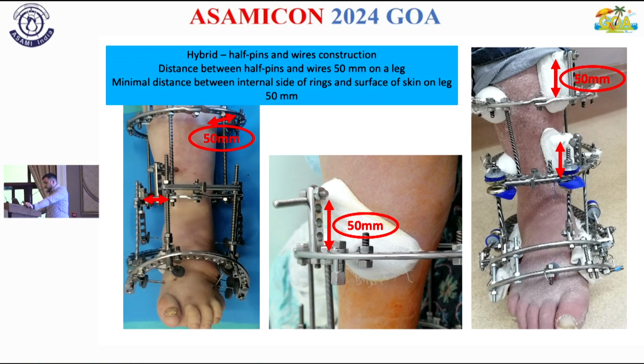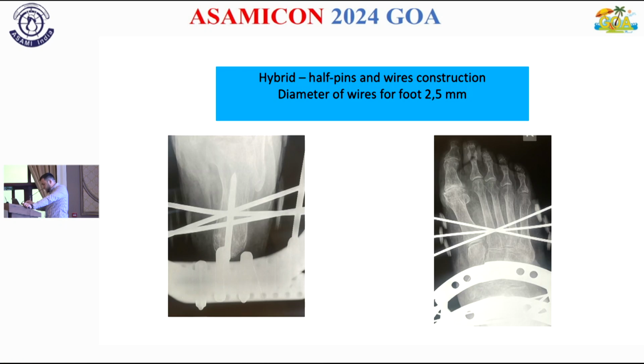In the same case, we try to keep free space between half pins and wires, minimum 15 millimeters, for protection from pin track fractures. Today we saw the same fracture. So the minimal distance between the internal side of the rings and the surface of the skin on the leg should be minimum 15 millimeters. That's important for protection of the soft tissue compartment around the wires, around the ring.